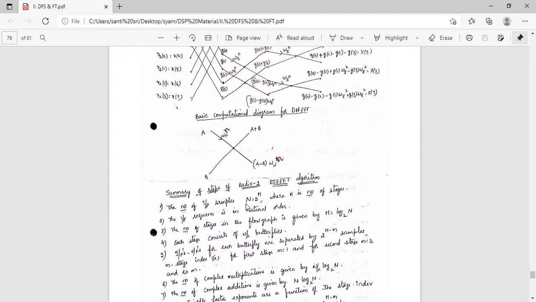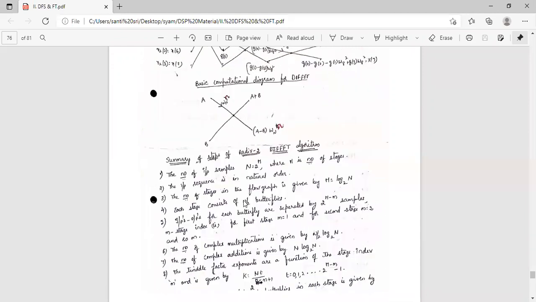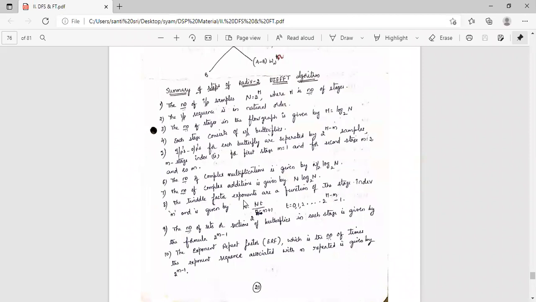Okay, so the summary of steps of the radix-2 DIF FFT algorithm will be like this. First point: the number of input samples is N equal to 2 power M, where M is the number of stages. How many stages are there here? If N is 8, we have 3 stages, 2 power 3, so M is 3. If N is 16, then M is 4, and we have 4 stages.